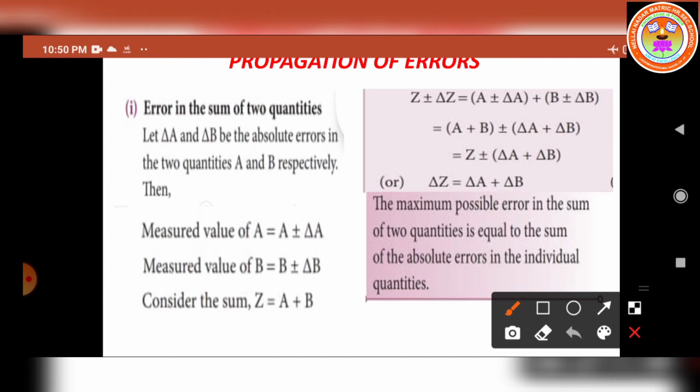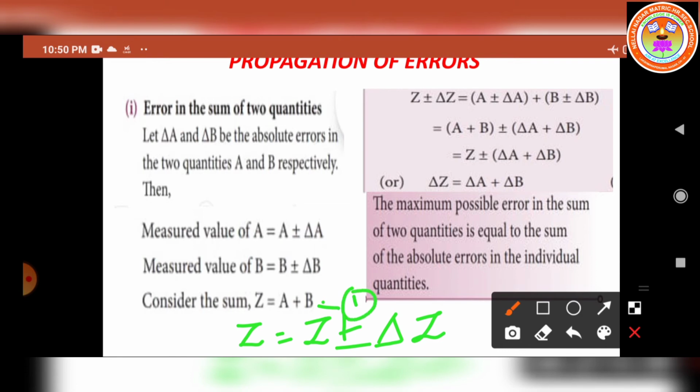So next we can find the error delta Z in Z, which is given by, we can write, Z is equal to Z plus or minus delta Z. The error delta Z in Z. That is the meaning of Z plus or minus delta Z. It is substituted in this equation. So Z plus or minus delta Z is equal to, let us consider this the first equation.